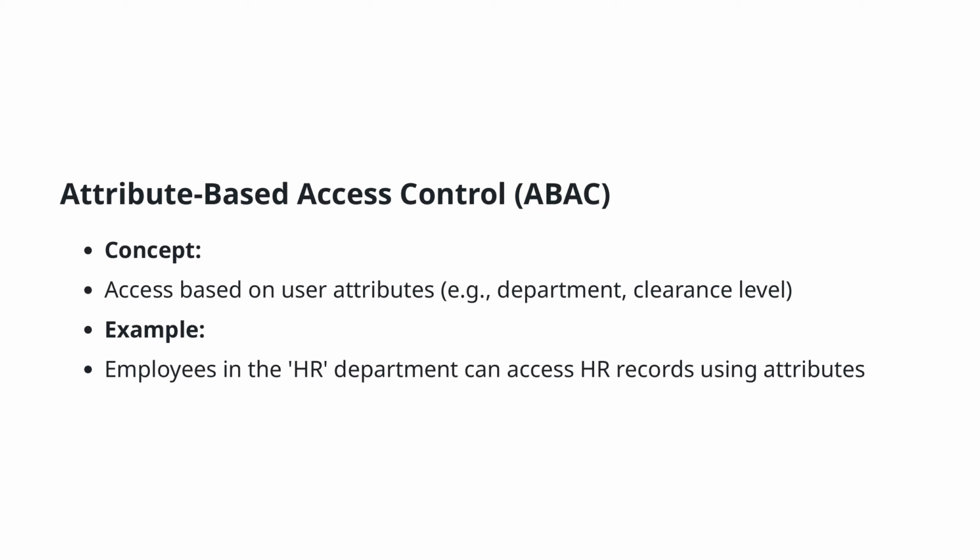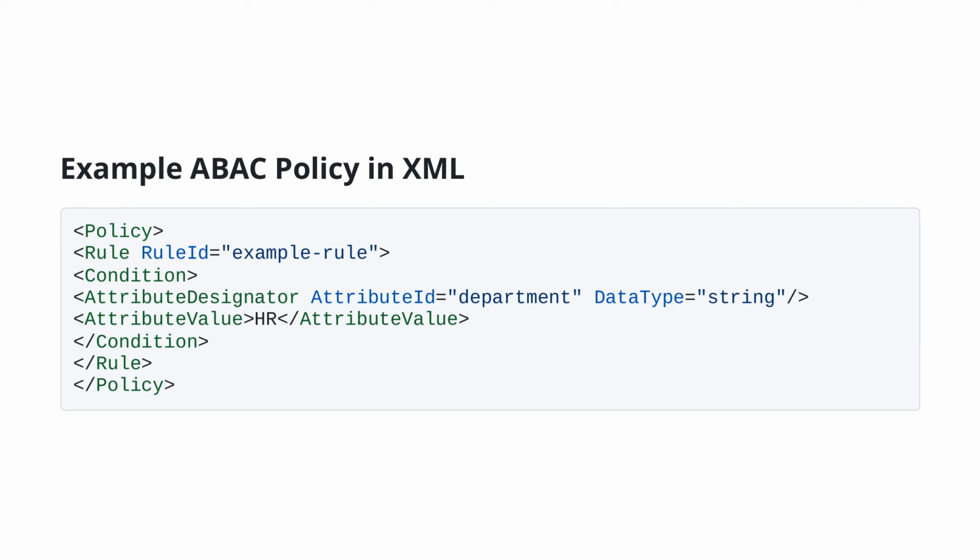Attribute-based access control, or ABAC, is a way to manage access to resources based on attributes associated with users and resources. These attributes can include details like the user's department, their clearance level, or any other relevant information. For example, in an organization, employees belonging to the HR department could be given access to human resources records. This is determined by their department attribute aligning with the access control policies set for HR records. ABAC offers a more granular and flexible approach to access management compared to other models. Here's a practical example of an attribute-based access control (ABAC) policy defined in XML format.